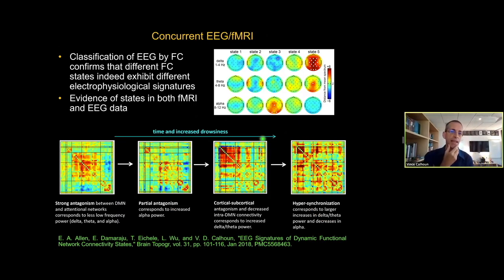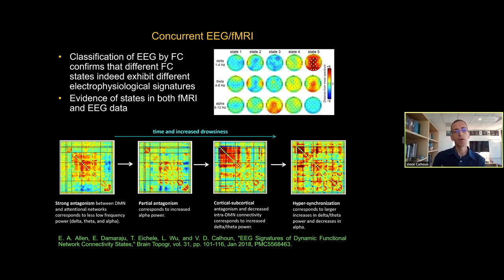We can also try to get at what these mean by looking at multimodal data. Here's a concurrent EEG fMRI study, and then we can quantify, for example, drowsiness by looking at the alpha power and the delta theta power.